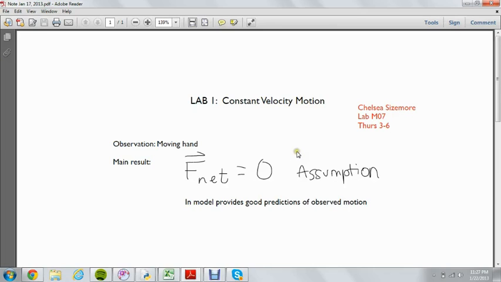I made an observation of a video of my friend moving her hand across the screen. I modeled it, the main result applying the momentum principle or Newton's second law, by setting Fnet equal to 0 to model good predictions of the observed motion.